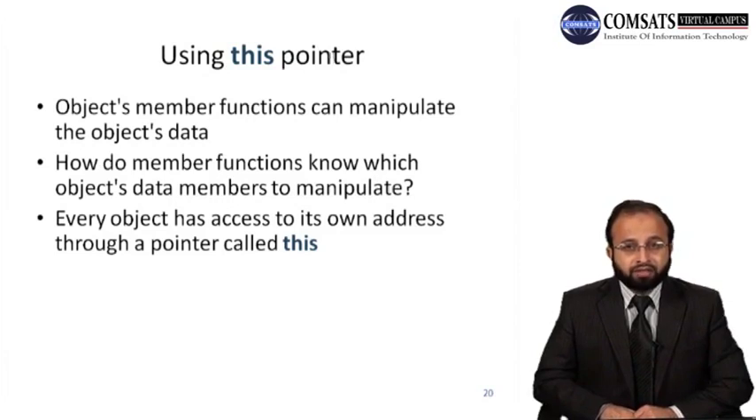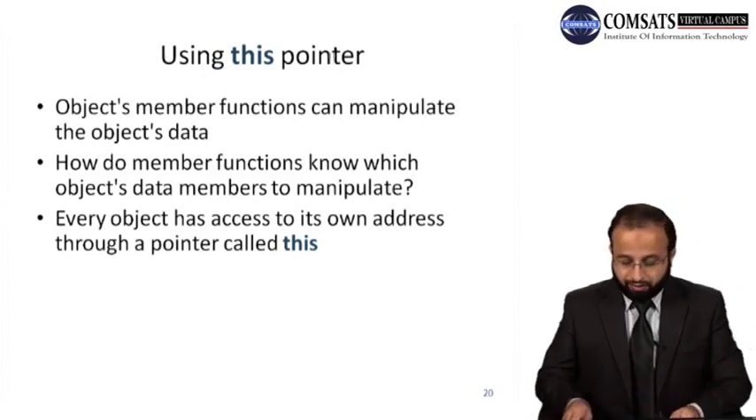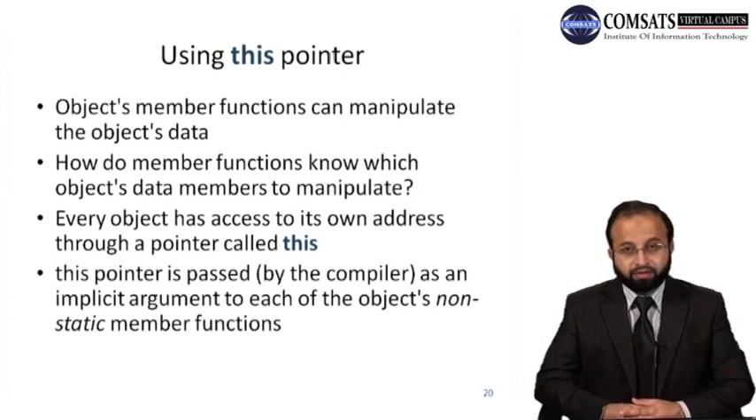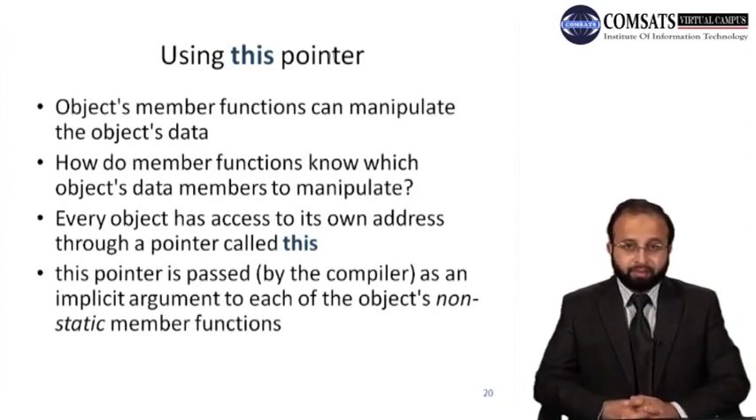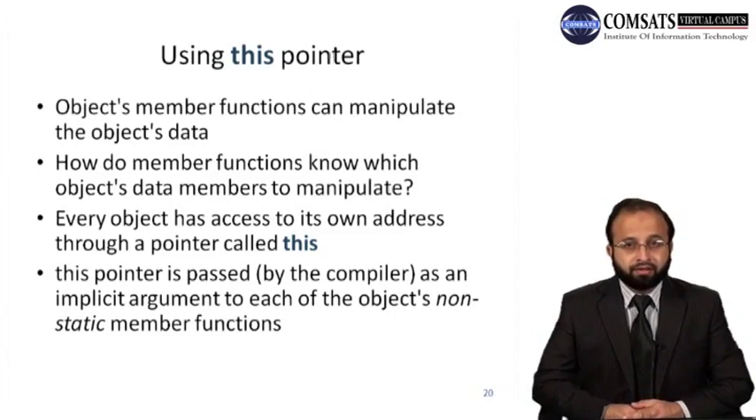So when you return the hours in the get count function, when you return the count, it actually accesses the count using this pointer internally, right? So this pointer is passed by the compiler as an implicit argument to each of the object's non-static member functions. Now we'll see what a static member function is in the next topic. So this pointer is passed by the C++ compiler as an implicit argument. That means it automatically passes this pointer to the called function, right?